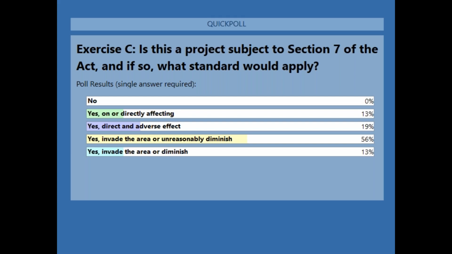Looks like a majority of people got that one. Okay.